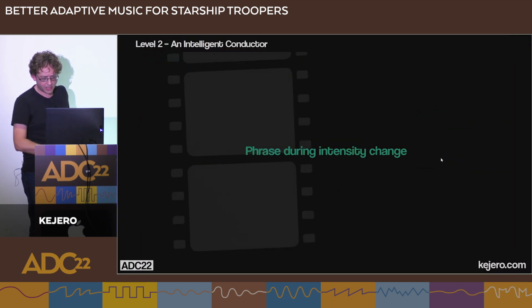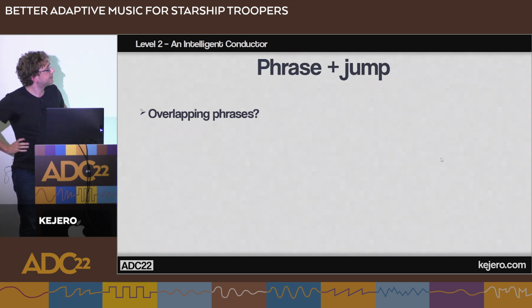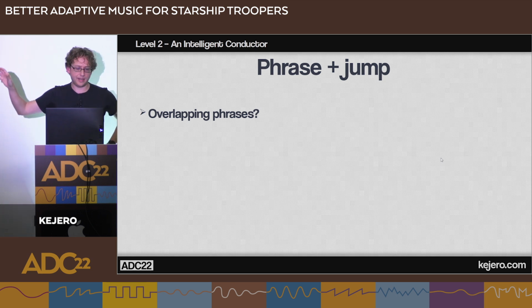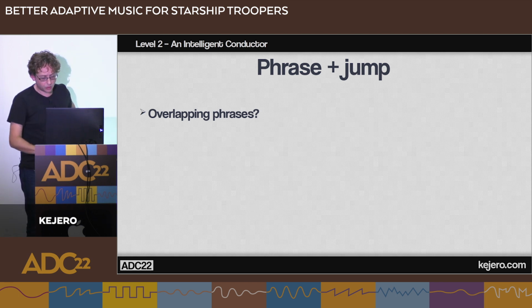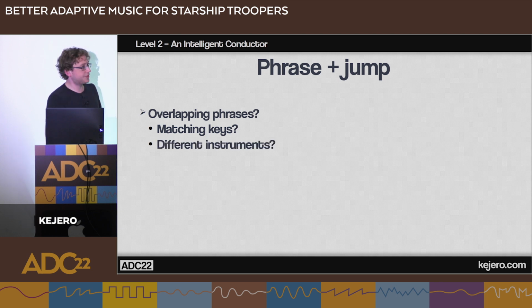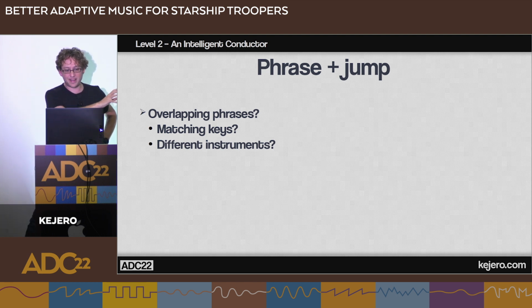So a more challenging problem is a phrase during a jump. What happens if those French horns are playing a phrase and I jump to a destination that also contains another phrase? Well, if those keys match, that might sound all right. And if it's performed by the strings, that might sound fine too. If that other phrase was performed by French horns as well, that would probably sound a little bit weird.